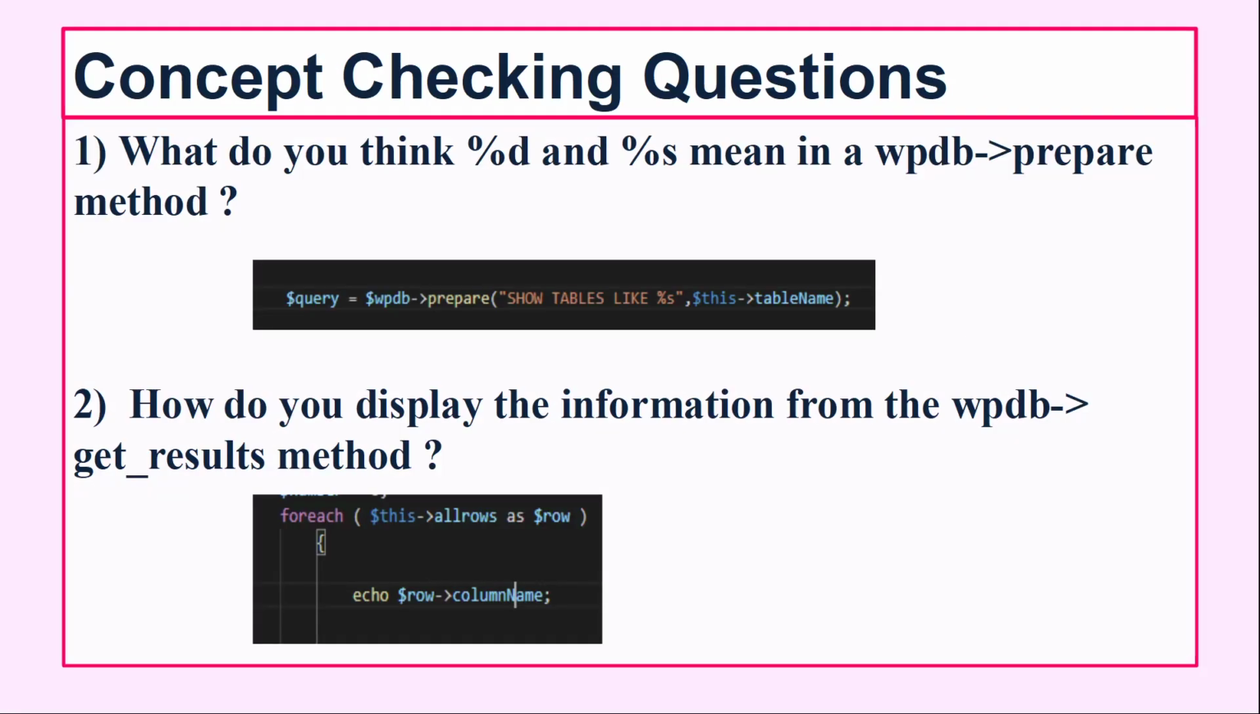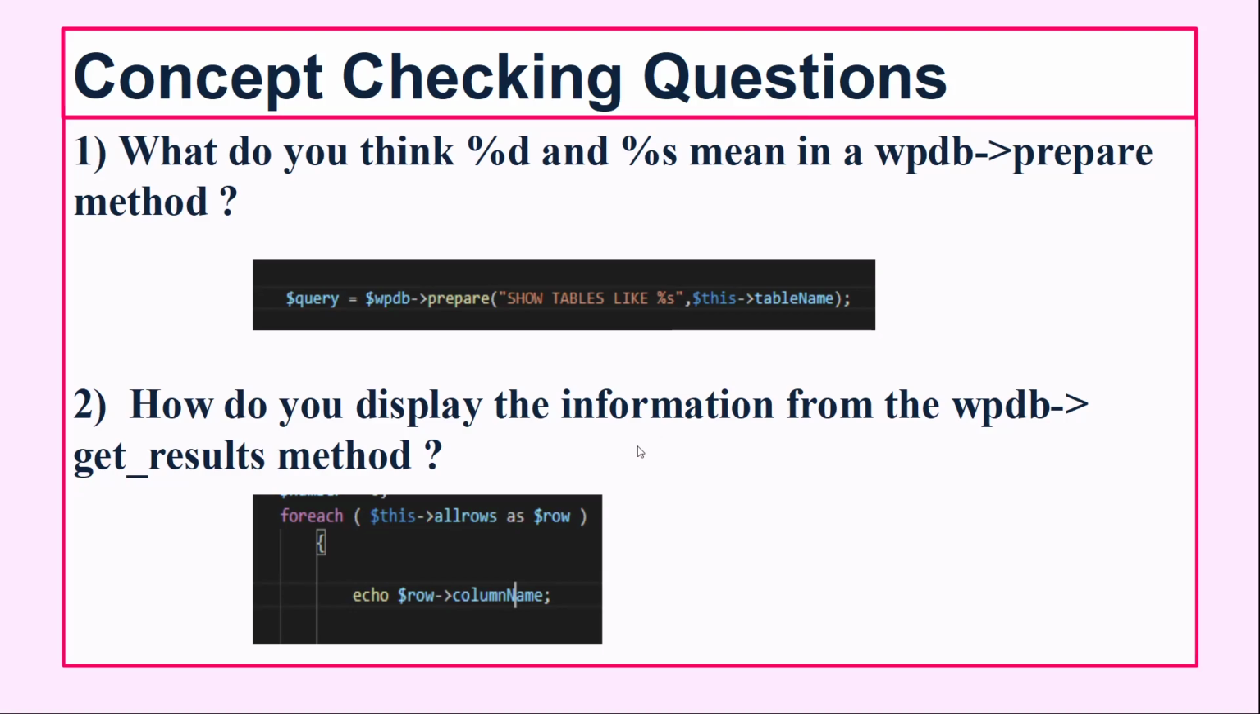Okay, so the D and S in prepare, do remember it's a placeholder. So if you see an S here, that means that this placeholder expects a string. If you see a D, it expects a digit. If you see an F, I think it expects a float. And this is the variable that we'll insert in there.